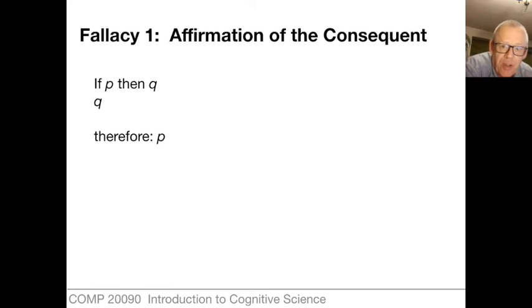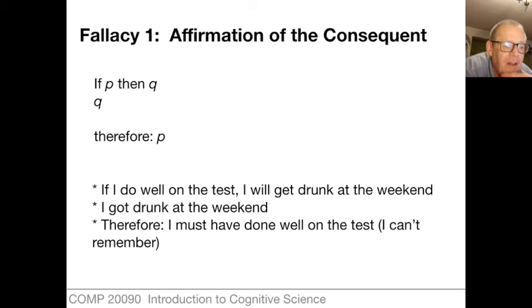So affirmation of the consequent, don't they have fancy names, is like this. We start off with an initial proposition like if P then Q, and we assert Q, and then we deduce P. That's the one we just saw. This is not a valid reasoning. Here's an example that I think might make it clearer.